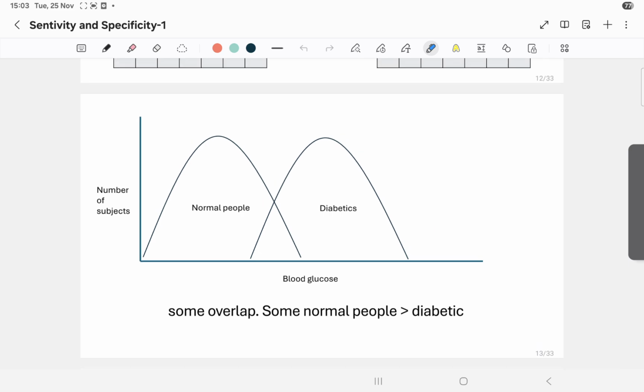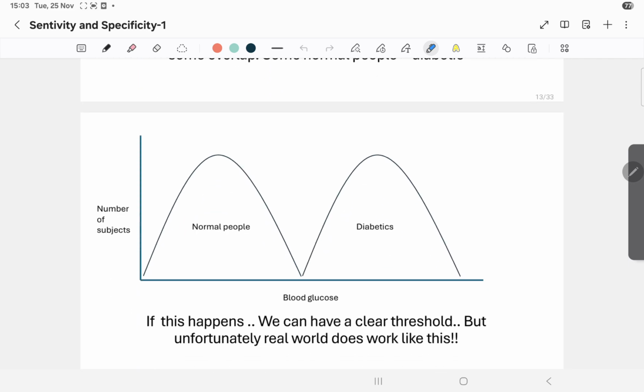So if you plot it graphically, if you plot it statistically, then we will get a graph something like this. So these are all normal people. These are all diabetic people. But if you see, some diabetic people, this part, have lower blood glucose values than normal people, this part, right? And there is some overlap, and some normal people have blood glucose values higher than diabetic patients. So I hope this is clear.